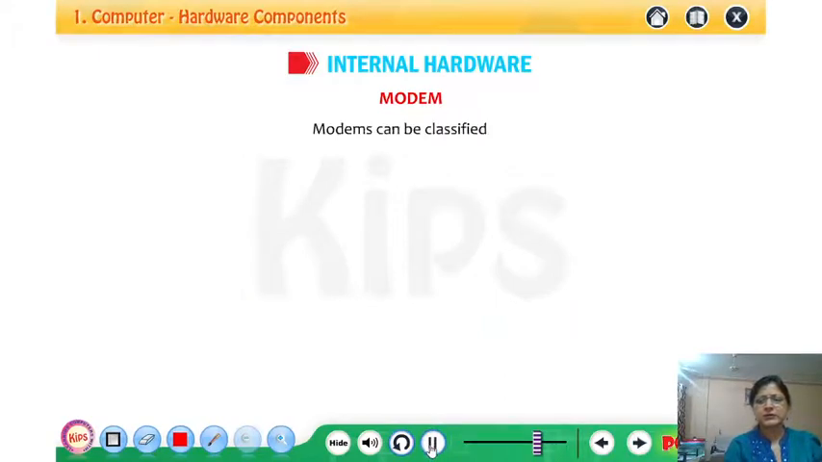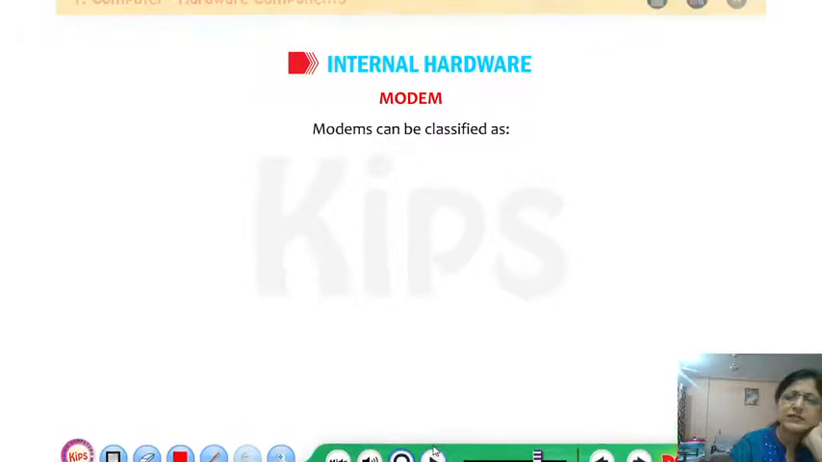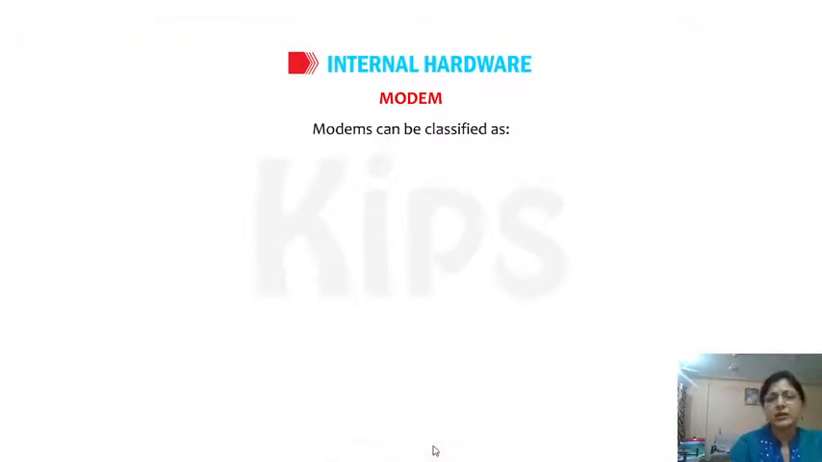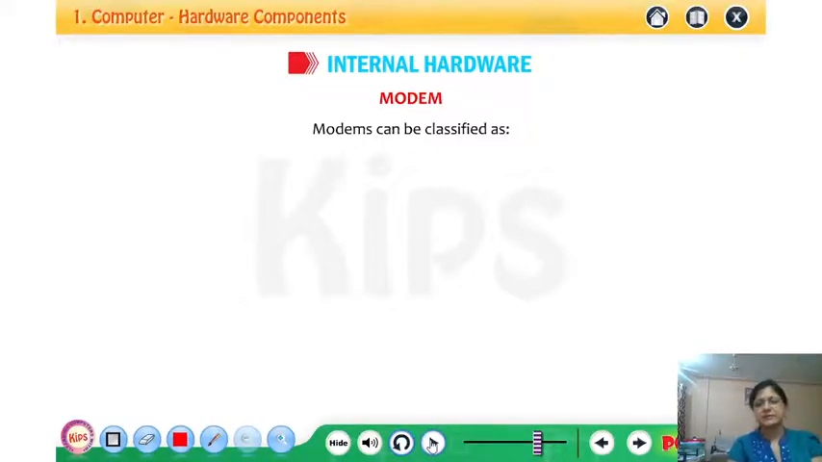Modems can be classified as... When we learned about the internet, we learned that to use the internet you need the modem. So this is the work of the modem: modulator and demodulator. It converts the digital signals into analog signals and analog signals back to digital signals.